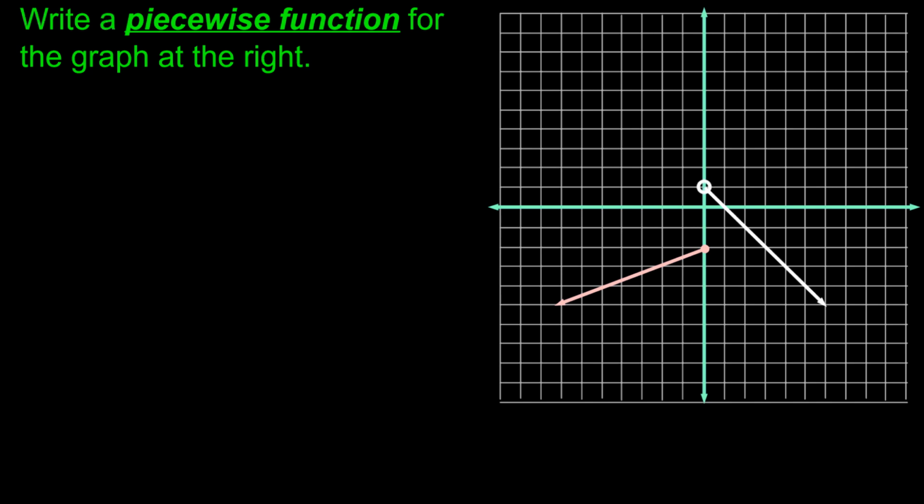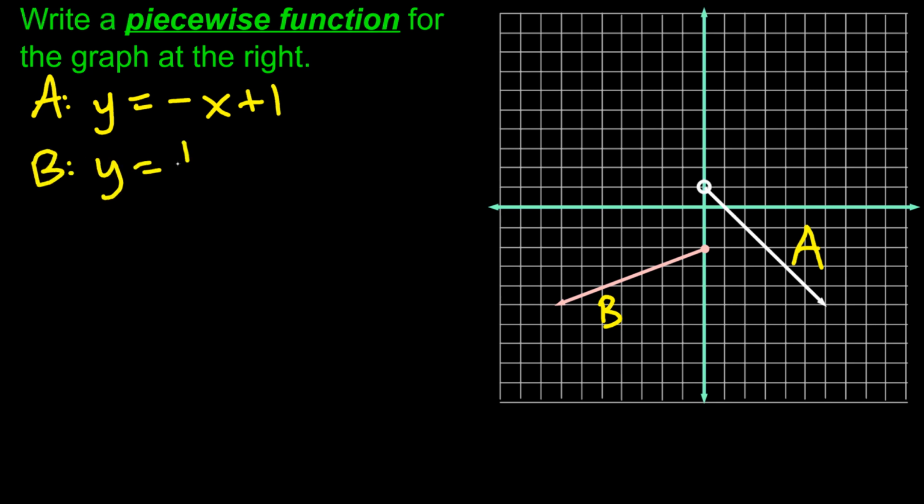If you notice, these are basically the exact same graphs as what we used before. So this one we called A, and this one we called B. The white one was A, pink was B. And so what we're going to do is write a piecewise function using these two. I'm just going to refresh our memory. A was -x plus 1. And B was y equals 1/2 x minus 2.